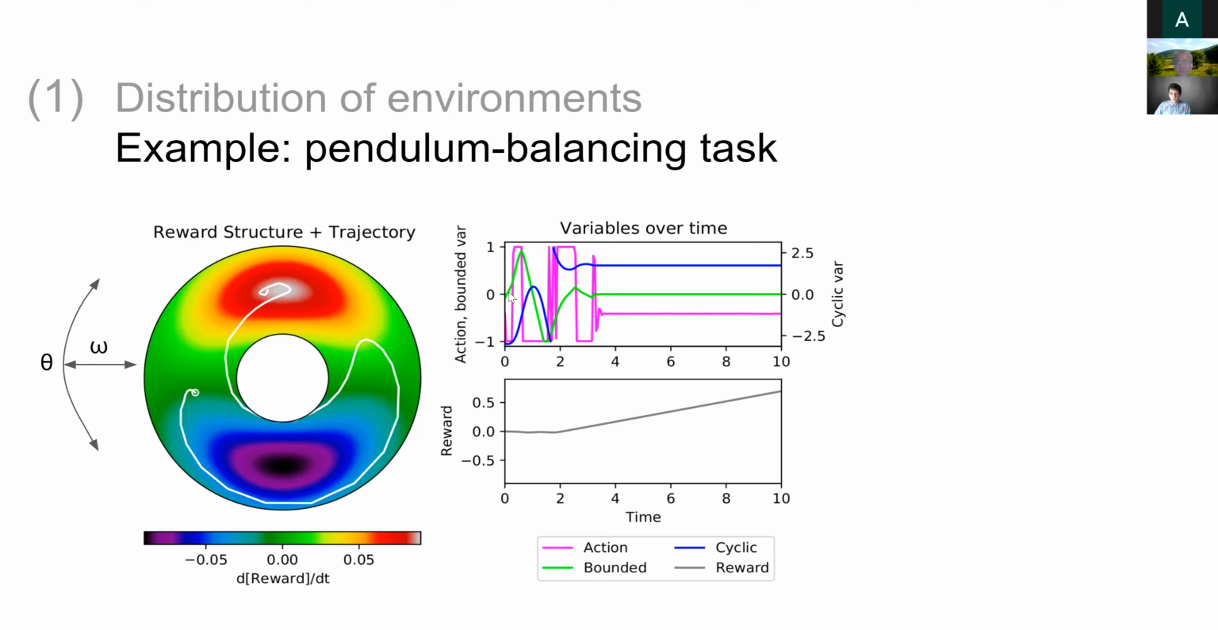On the right, I've shown the same trajectory but over time, with the action in purple, the bounded, which is to say the angular velocity variable, in green, and the cyclic, which is to say the angle variable, in blue. I've also shown the reward, and as we can see, the reward begins to go up once the agent has balanced more or less the pendulum at the top.